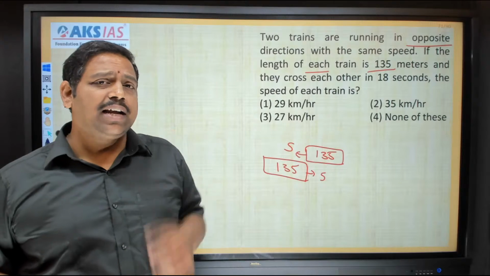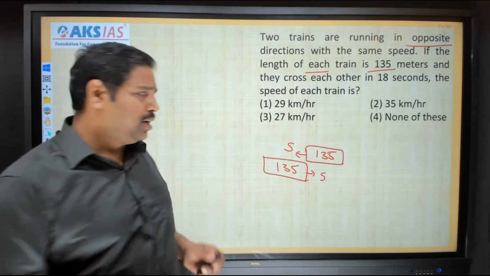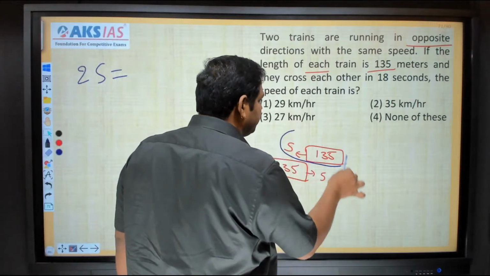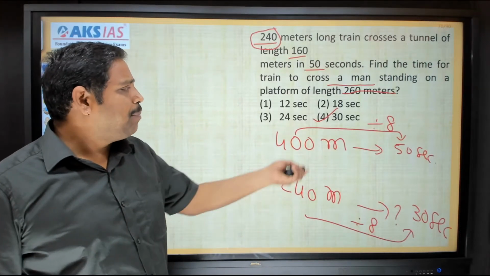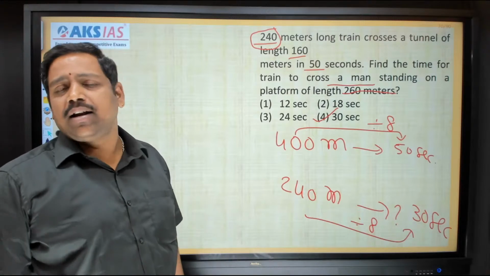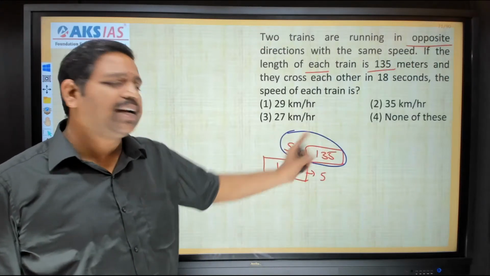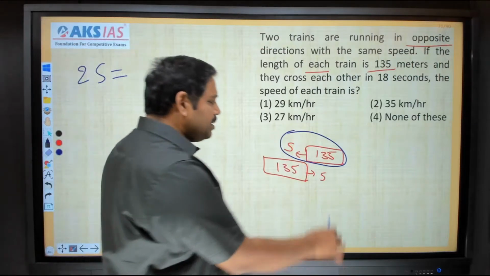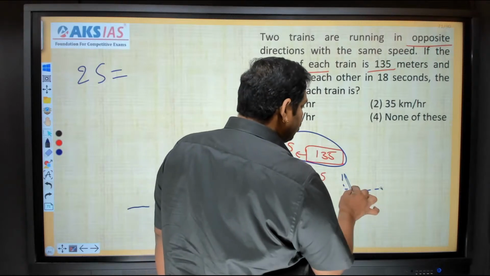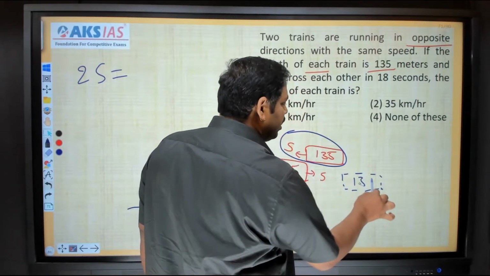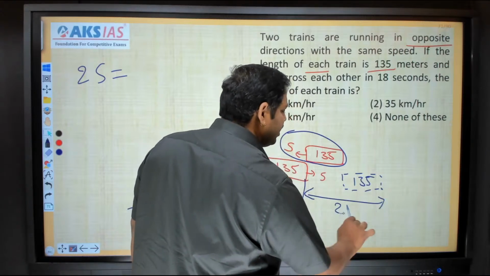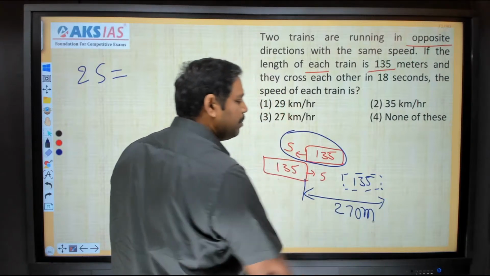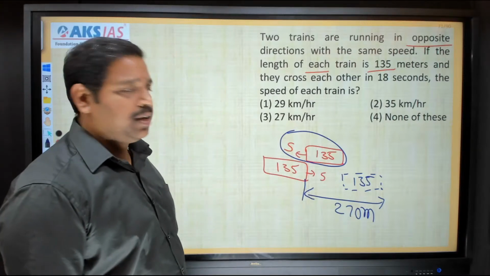So when you have to use the relative speed, you should imagine one object at rest. So now I am imagining this object is at rest. If it is at rest, then I will take it like a tunnel, because a tunnel is also not moving, right? It is also like a tunnel or a platform. Then the train has to come like this to cross it. Then the distance it has to cover is, this is 135 plus this is 135, 270 meters. It has to travel 270 meters. Okay, right, the distance traveled.